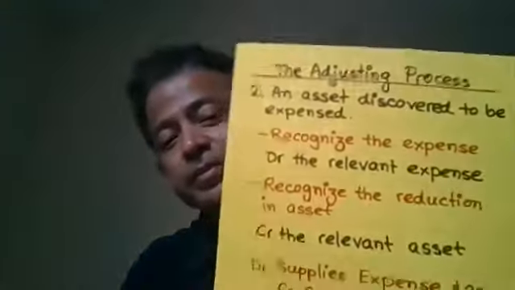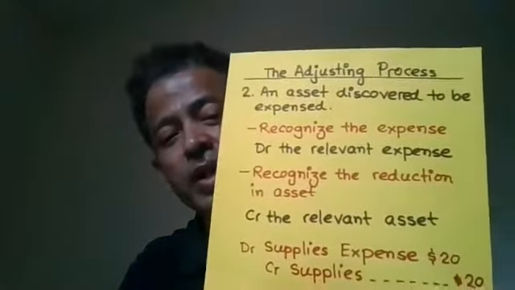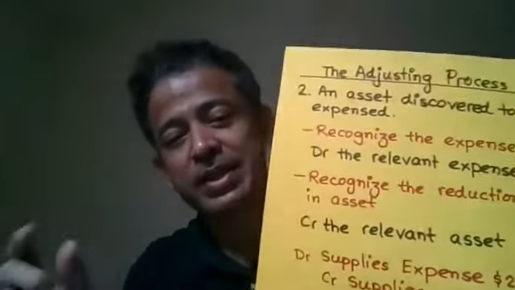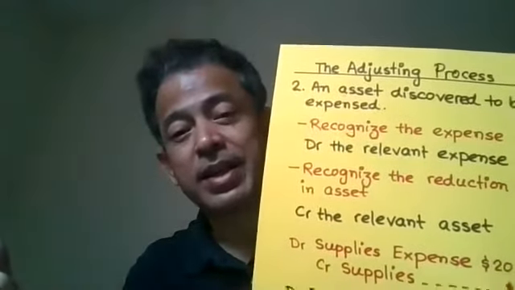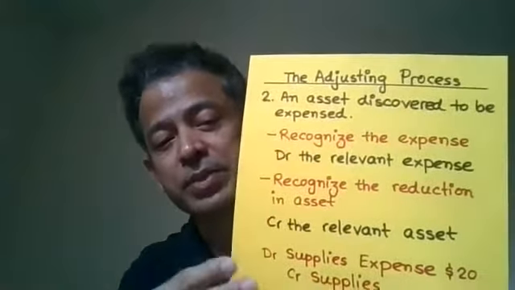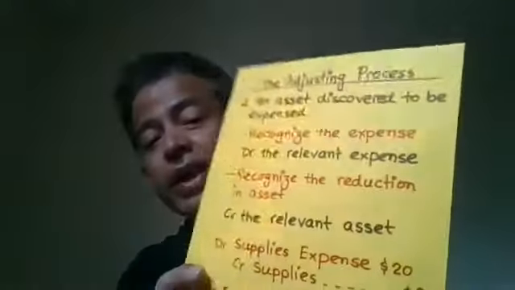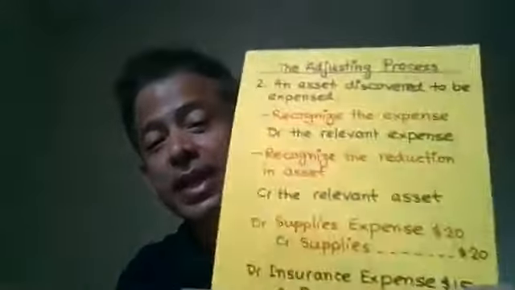So how do we do the adjustment? We recognize the expense because part of that asset or all of that asset has now been spent. So recognize the expense by debiting the relevant expense. So it could be meal expense, it could be insurance expense, it could be rent expense. And then recognize the reduction in the asset. Because as an asset is expensed, as an asset is used up, then that asset goes down, keeps going down.